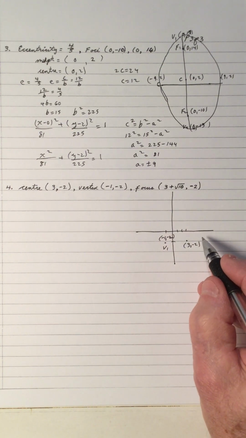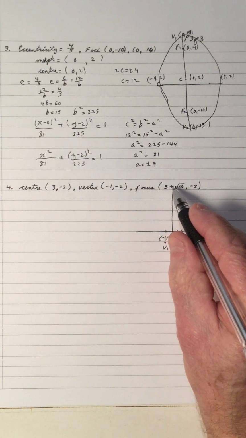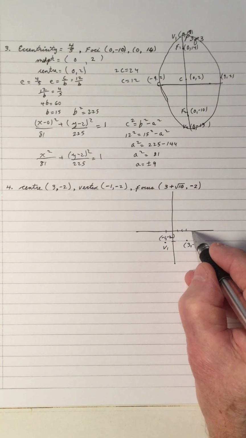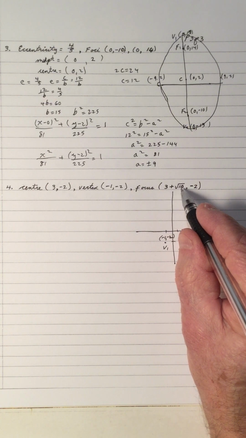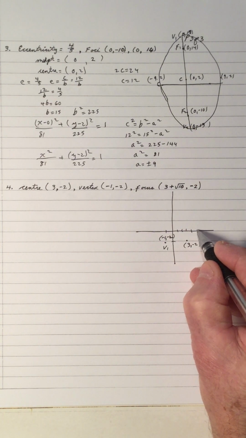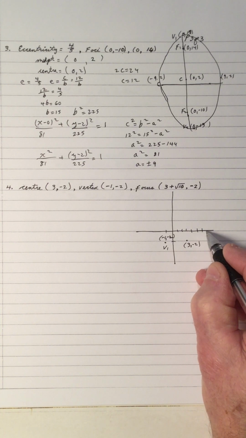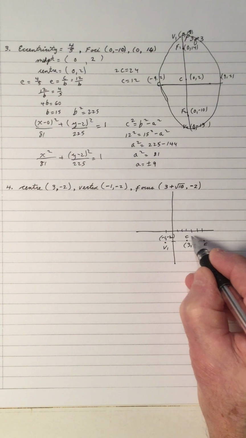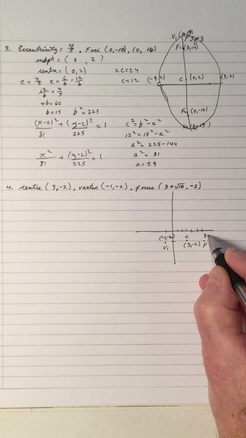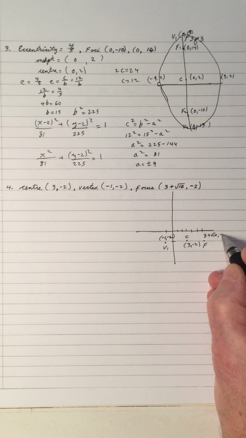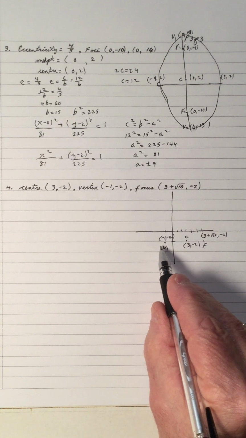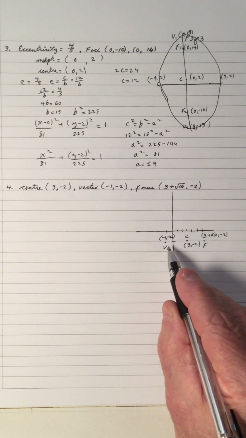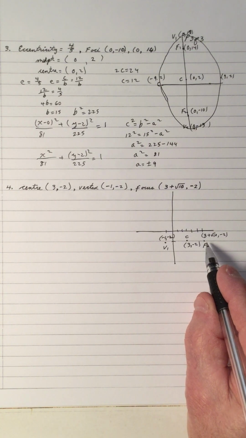And the foci is at 3 plus root 10. So root 10 is roughly 3, so that's about 6, a little bit more than 6. So the foci is right here. Let's call that F1. Remember, this is the center. So this is (3 plus root 10, -2). Notice all the values of y are -2. So the vertices are on the major axis. The foci are on the major axis.